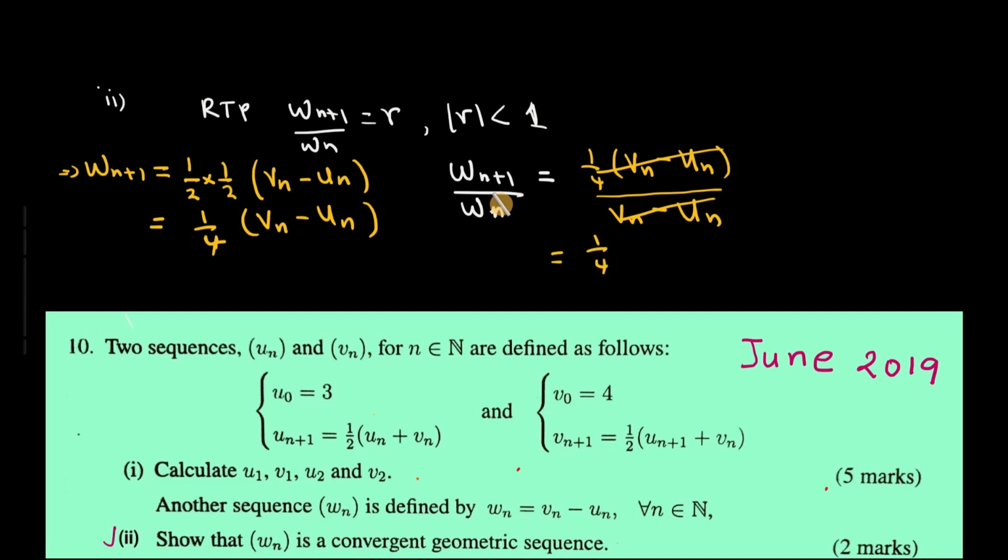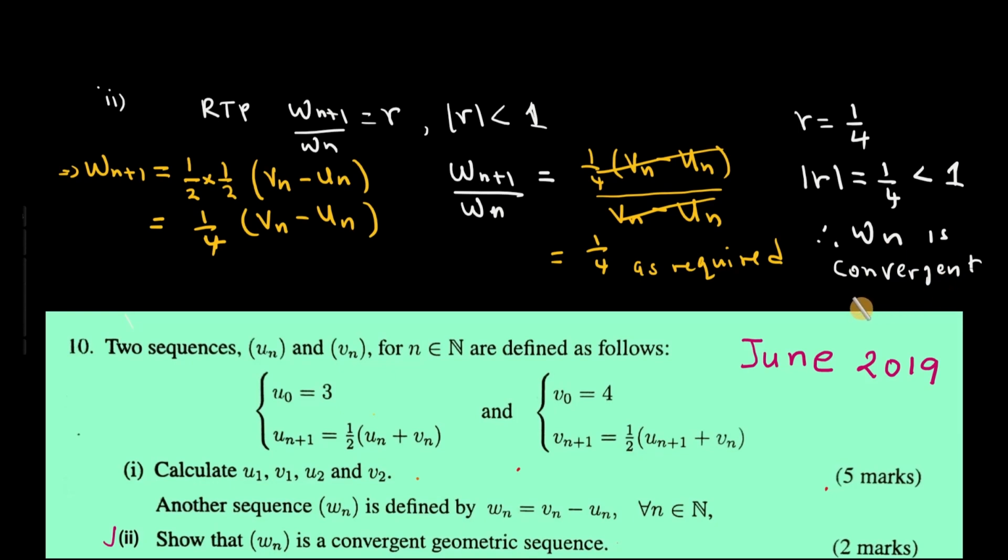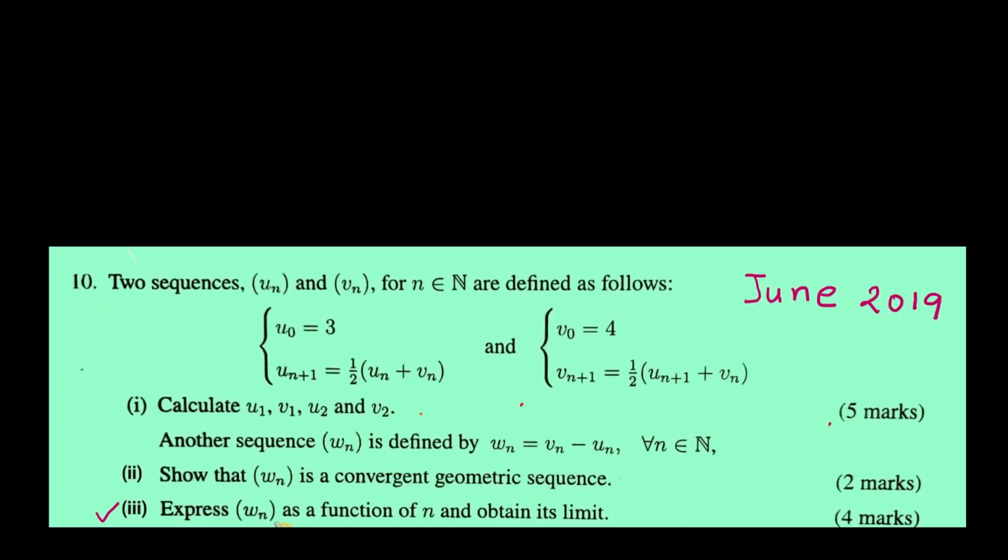Since W(n+1) over Wn is equal to 1/4, which is a constant, therefore the sequence W is a geometric sequence as required. We have also seen that r is equal to 1/4. Note r is equal to 1/4, which is less than 1. Therefore, Wn is a convergent geometric sequence. Express Wn as a function of n and obtain its limit.